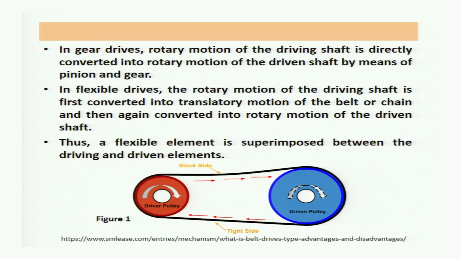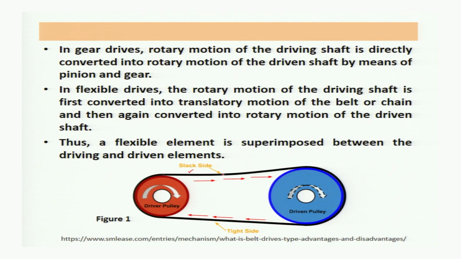In gear drives, rotary motion of the driving shaft is directly converted into rotary motion of the driven shaft by means of pinion and gear. In flexible drives, the rotary motion of the driving shaft is first converted into translatory motion of belt or chain or the rope, and then again converted into rotary motion of the driven shaft. So what actually will happen in this flexible drive is the rotary motion of the shaft is given to the driving pulley, and this rotary motion is converted into the motion of the flexible element, that is the belt.